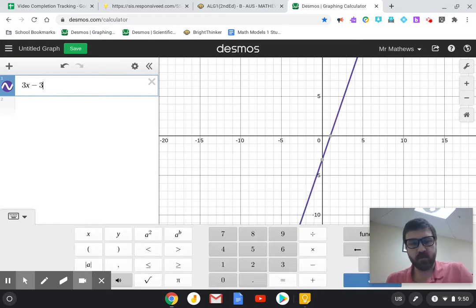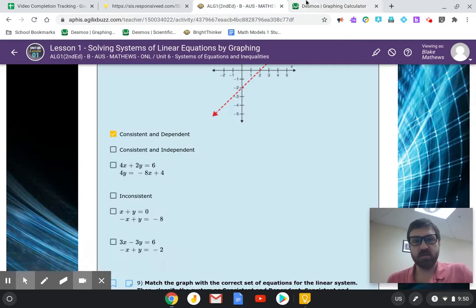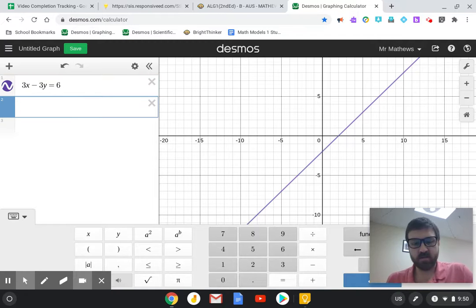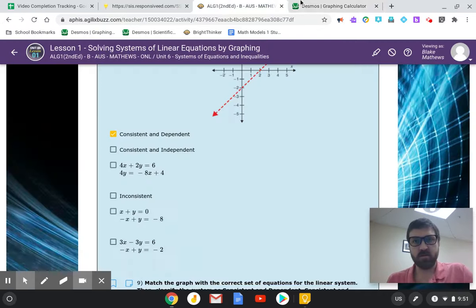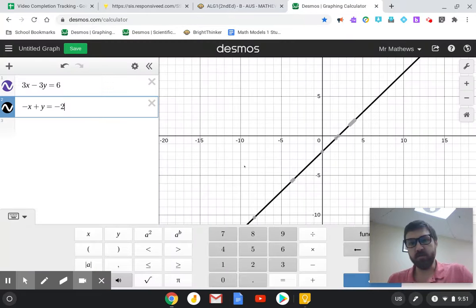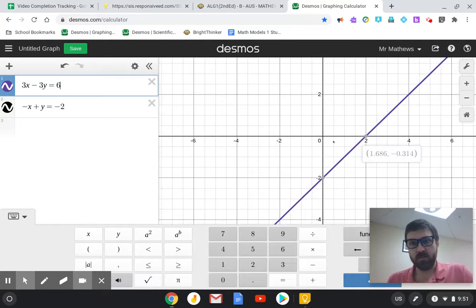3x minus 3y equals 6. And negative x plus y equals negative 2. And we can see the purple and the black are the same graph.